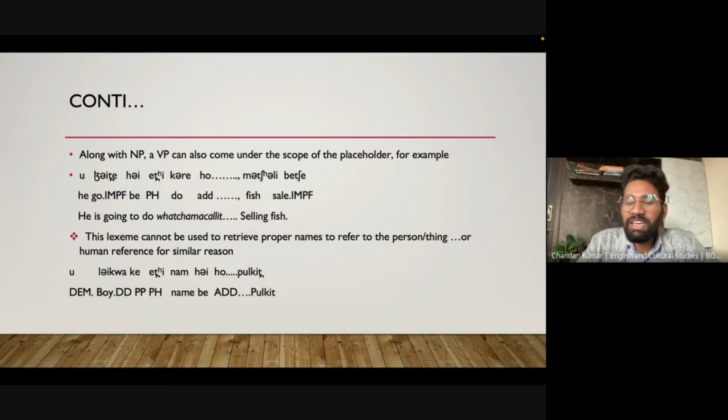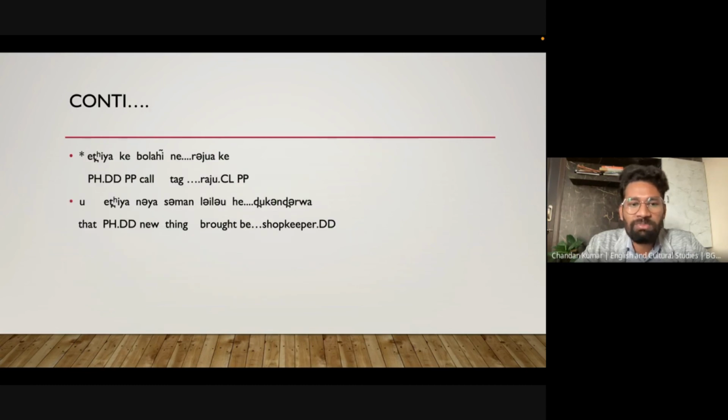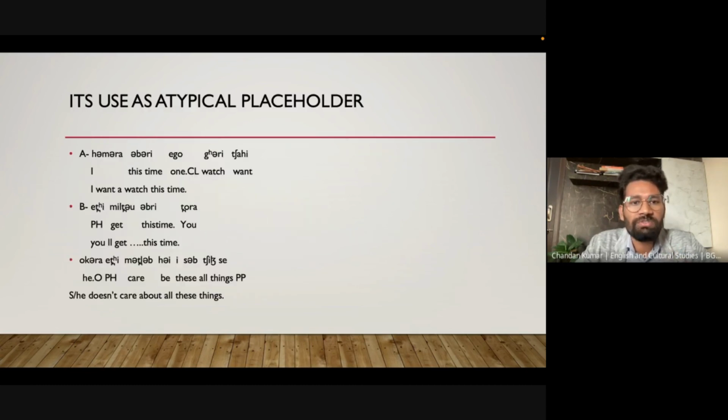So there is, of course, a pragmatic implication of this apart from the placeholder. For example, you see this example: "Hamra abri ego ghadi chahi", I need a watch this time. And the other is replying "ethi milto abri tora". It means that you will get nothing. So in the pragmatics, it has the semantics of nothing. However, it also has an added connotation, and is not exactly the nothing.